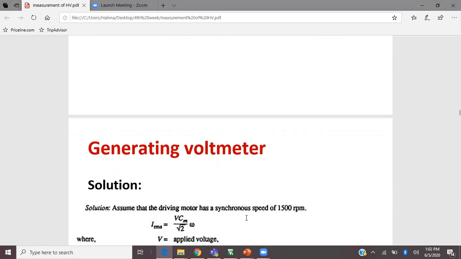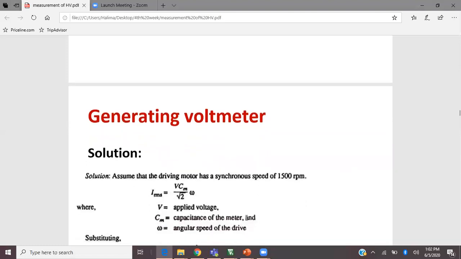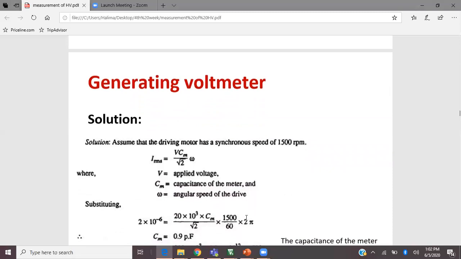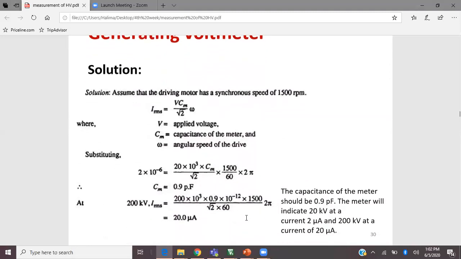Now in this, V is the applied voltage, Cm is what? It is the capacitance of the meter and omega is the angular speed of the drive. So by putting the values, you will get the value of Cm here will be equal to 0.9 picofarad. So from here you can calculate the IRMS, and IRMS will be equal to 20 microampere. So the capacitance of the meter should be 0.9 picofarad, and the meter will indicate 20 kV at a current of 2 microampere and 200 kV at a current of 20 microampere.